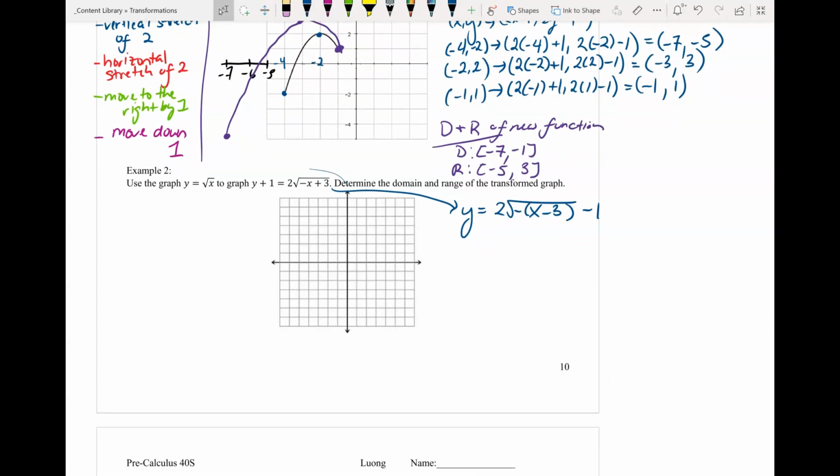If we want to use our transformation method, we can do that. Our regular point x, y is going to be changed to a reflection in the y-axis, and then we're going to move 3 to the right. For your y, we're going to multiply it by the 2, this is a vertical stretch, and then go down 1.